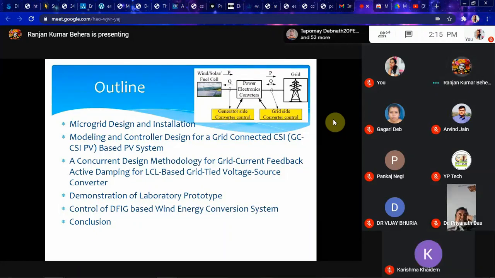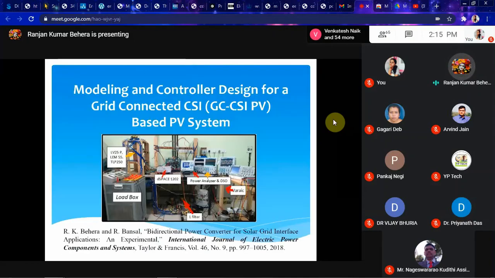So we need proper control. That is why we have grid active damping, and we will discuss the voltage source converter fed PV system with LCL filter. And then we will show many experimental setups. Then we will discuss a little bit about the intricacies of double fed induction generator based wind energy.